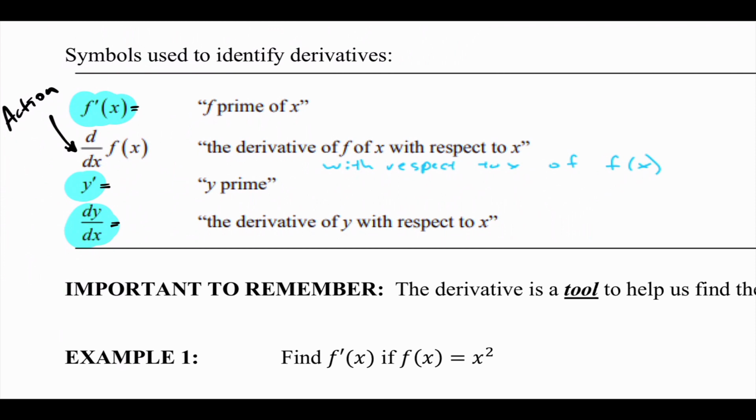The history of calculus. Calculus was invented by two different people. The first person who gets most of the credit is Isaac Newton. Sir Isaac Newton, the guy who the apple fell from the tree and hit him on the head and he discovered gravity, right?